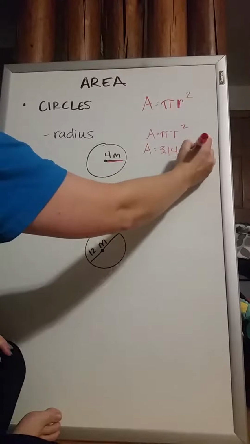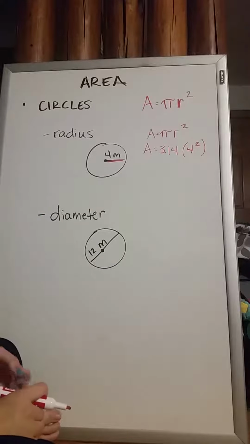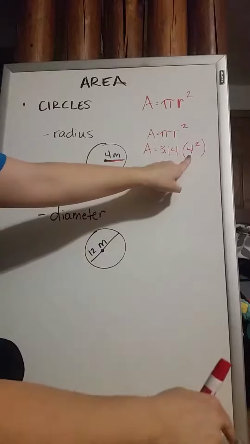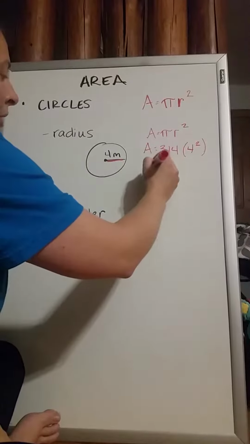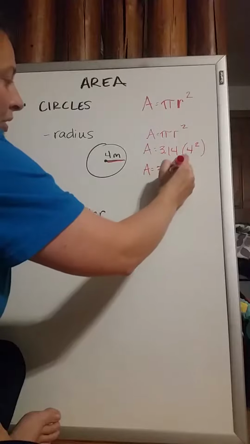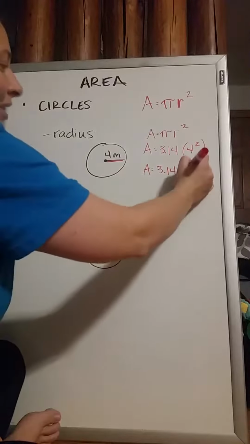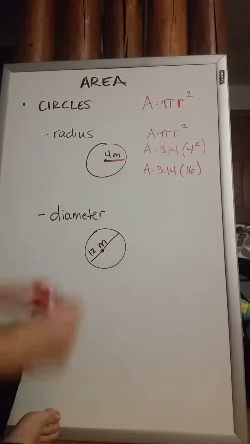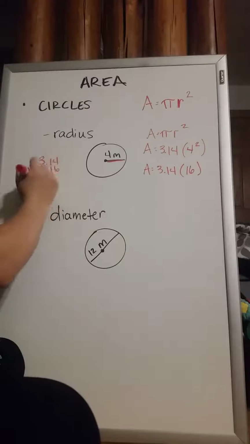My radius is 4, and we square that number. Remember, if you square something, that means that number times itself. Okay, so this means 4 times 4. So we have 3.14 times 4 times 4 is 16. So we have to work out 3.14 times 16, and then we'll have our final answer.